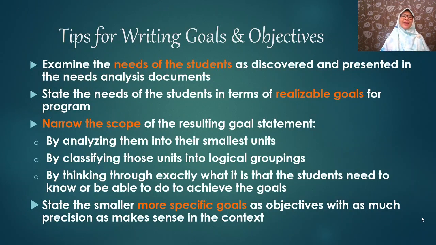Now, to make our goals and objectives better, we have to know the tips. Here, there are 4 tips. The first is examine the needs of the students as discovered and presented in the needs analysis documents. The second, state the needs of the students in terms of realizable goals for the program. Third, narrow the scope of the resulting goal statement by analyzing them into their smallest units, by classifying those units into logical groupings, by thinking through exactly what it is that the students need to know or be able to do to achieve the goals. And the last, state the smaller, more specific goals as objectives with as much precision as makes sense in the context.